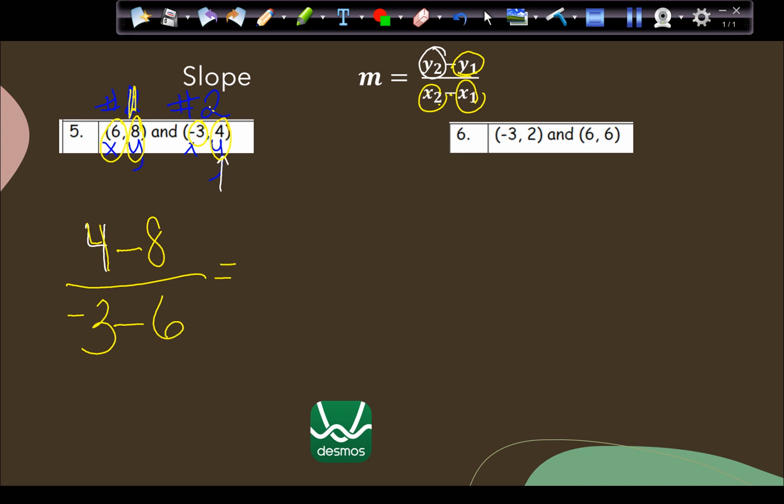So now I'm just going to do the math. On the top, 4 minus 8 is negative 4. Negative 3 minus 6 is negative 9. So 4/9 does not divide evenly, and it doesn't reduce, except I do have double negatives, which gives me a positive. So if I were to graph that line, I would go up 4, rise 4, and I would run 9. All right, so we're going to look at number 6.